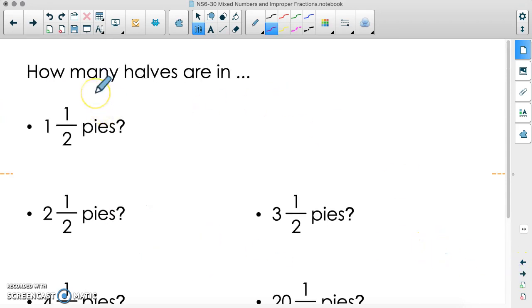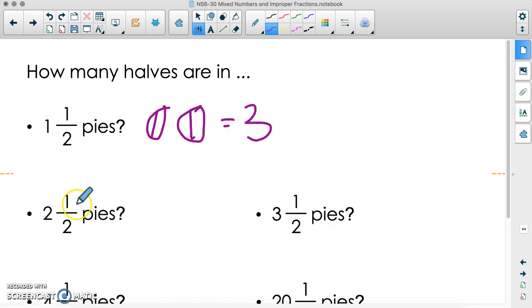So then how many halves are there in 1 1/2 pies? Well, I have 1 full pie and then I have a half pie. So there's going to be 3 halves. I'm getting ahead of myself here. There's going to be 3 halves because I have 1 full pie cut into half and then I have another pie cut into half. So I would have 3.